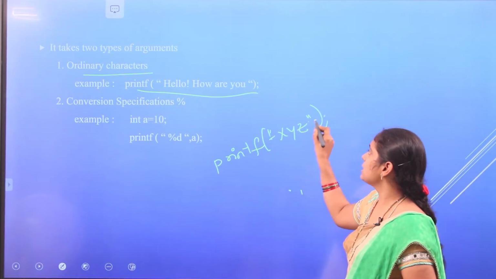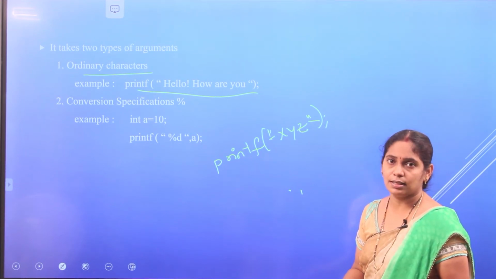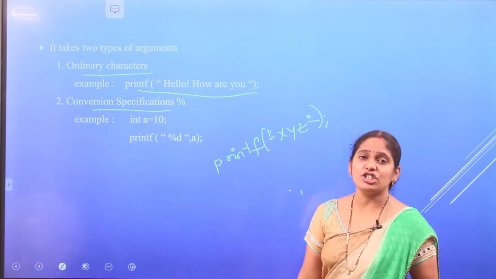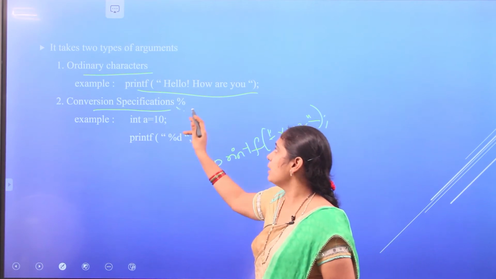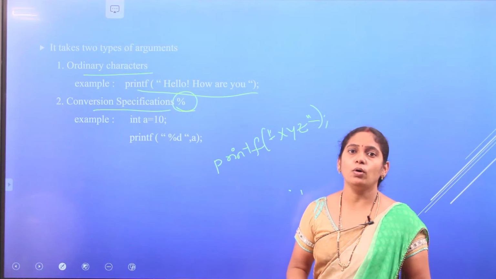Whatever you represented in this double quote will be directly displayed to the user. So X, Y, Z. The second form is conversion specification. Conversion specifiers start with the percentage symbol. So %C, %I, %D, %U like that.